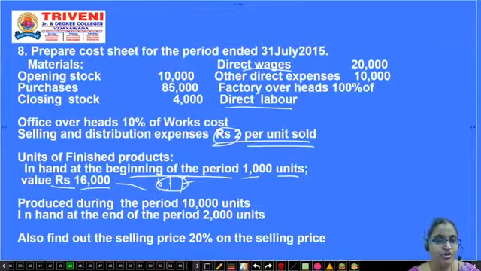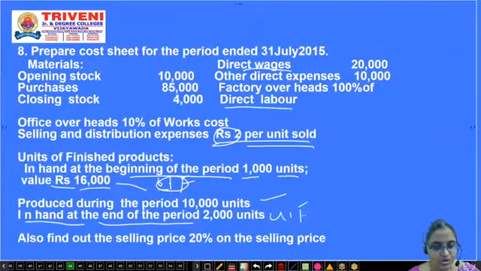Next, produced during the period 10,000 units. The firm produced 10,000 units during the year. In hand at the end of the period 2,000 units. Clearly observe, in hand at the end of the period. End means closing. Closing goods unsold, the closing finished goods was 2,000 units.